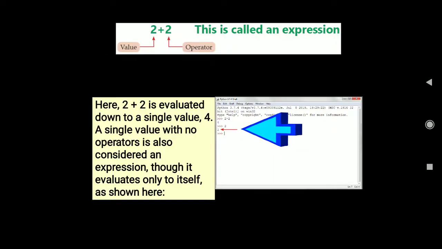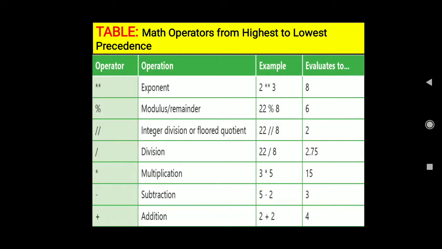Here you can see 2 is a value and the plus sign shows the operator. Here 2 plus 2 is evaluated down to a single value 4, and a single value with no operator is also considered an expression, though it evaluates only to itself, as shown here as 2. There are plenty of other operators you can use in Python expressions.